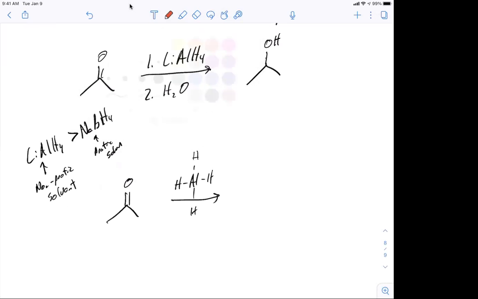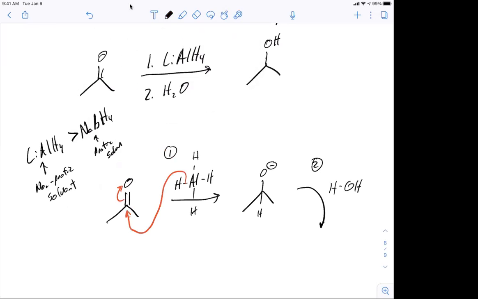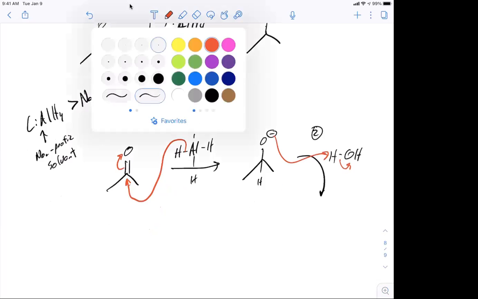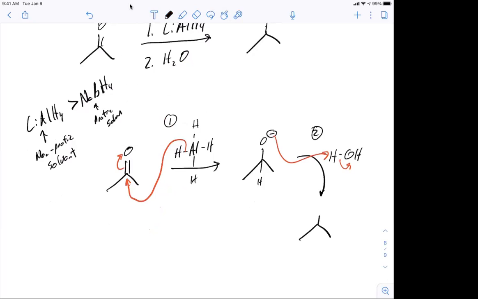We have the hydride attacking the carbonyl carbon. We end up with this, and then in step 2, we add our water to get us our final alcohol. So we have to add the water to reprotonate to form the alcohol. Okay, and with that, we've run out of time.